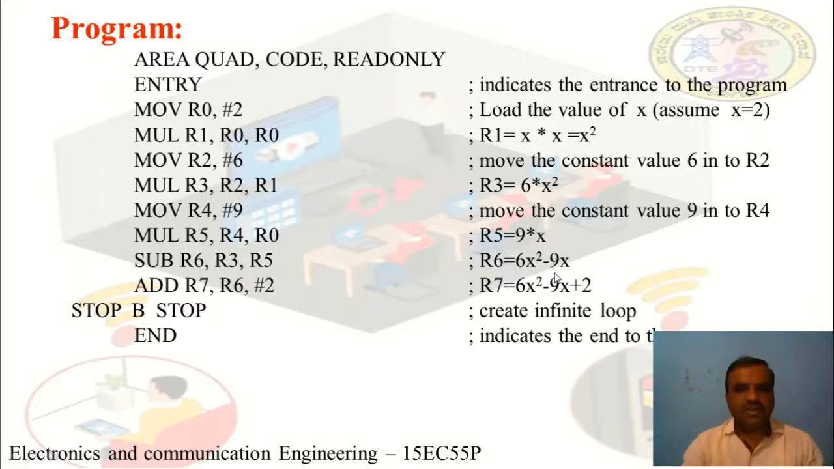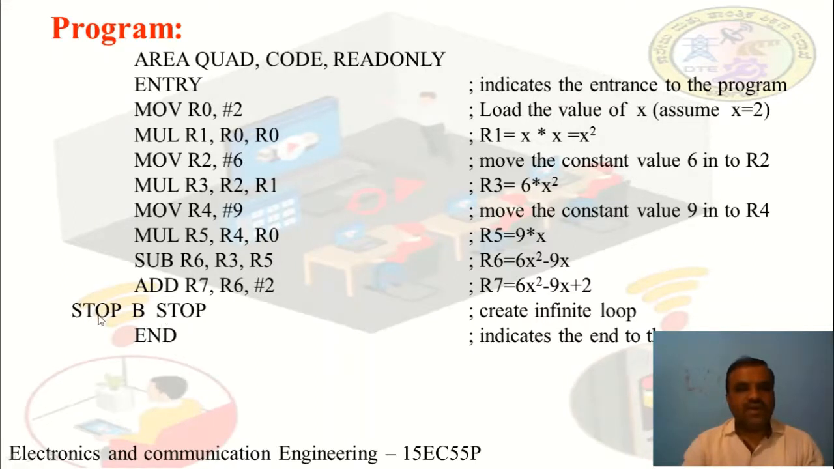To complete that equation we need to add 2 to the 6x square minus 9x. So for that purpose we have used ADD instruction, ADD R7, R6, #2. R6 contains 6x square minus 9x. To that value we are going to add 2. Now it becomes 6x square minus 9x plus 2, that is stored in R7. So you can get your result in R7. That is the end of the equation, 6x square minus 9x plus 2, and the value will be present in R7.